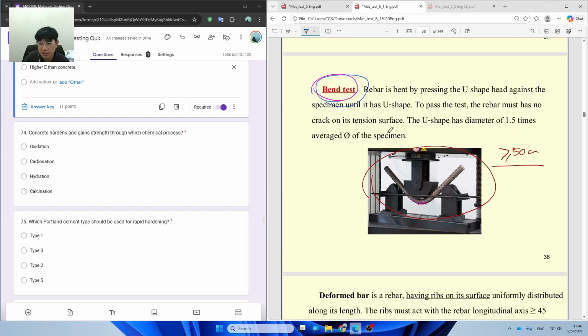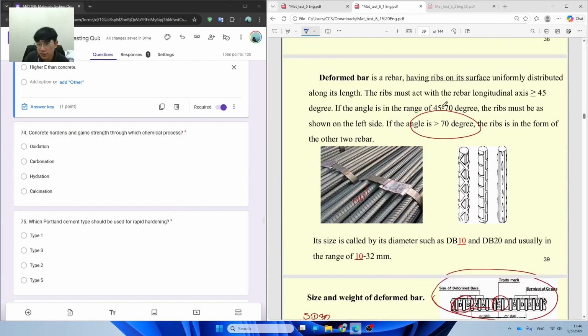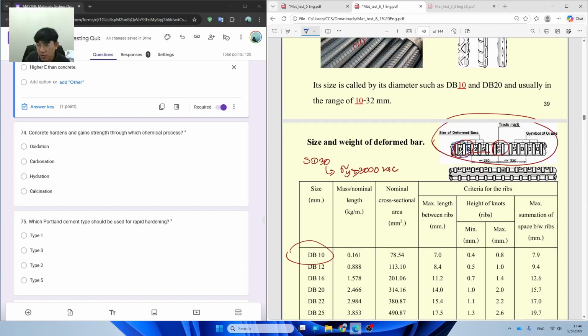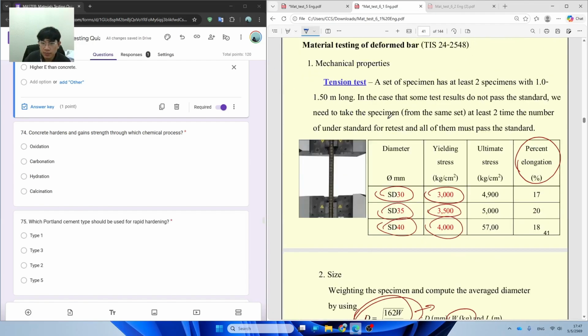This one is the bend test. This one is the one that we discussed. The range of the rib is between 45 to 70. And this one is the deform bar, 25. In the middle is the trademark and symbol of the grade. You can see that when it is the deform bar, they change it from SR to SD, which indicates that this is the deform bar. The grade over here means sigma y equal to 3000. Okay, it's not 4000 as what I showed. I wrote it here.